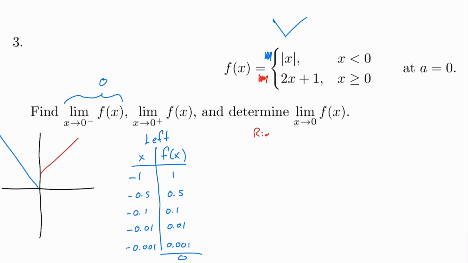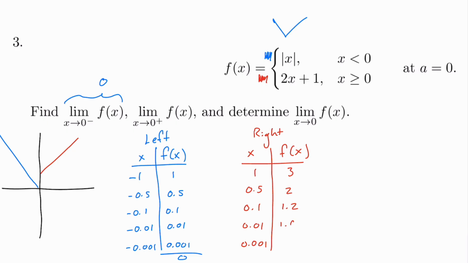And for our right-handed limit, let's go ahead and draw our table out. x and f of x, and choosing numbers that are slightly larger than 0 and getting smaller. So let's start with 1, go to 0.5, 0.1, 0.01, and 0.001. If we plug them in, we will get 3, 2, 1.2, 1.02, and 1.002. So these are gradually getting smaller and smaller towards a value of 1. So I can say that our right-handed limit is going to be 1.